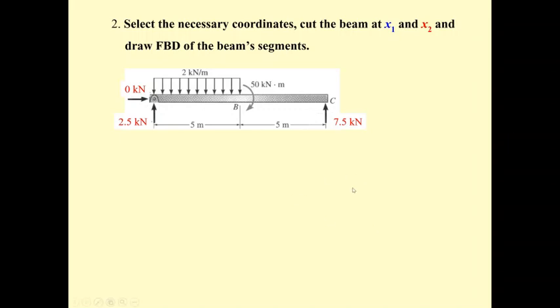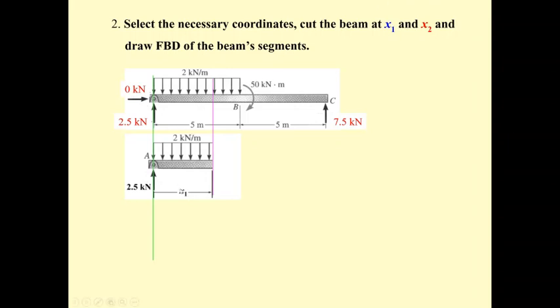Since the beam can be separated into two portions or two segments, the first one is between A and B, that covers the uniformly distributed load. And then another portion is between B and C. So it's up to you how to set the coordinate x1 and x2.